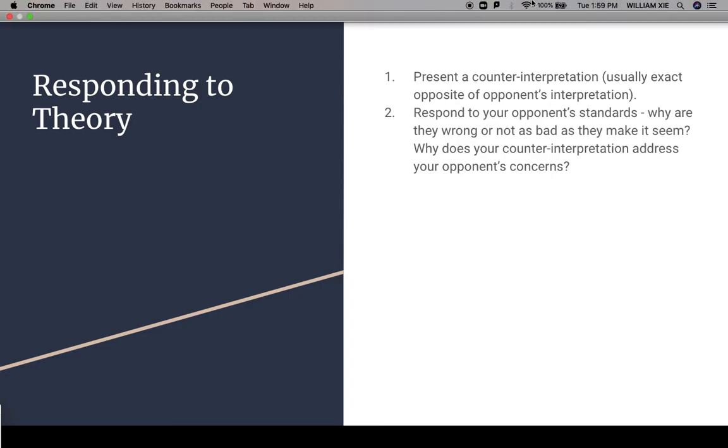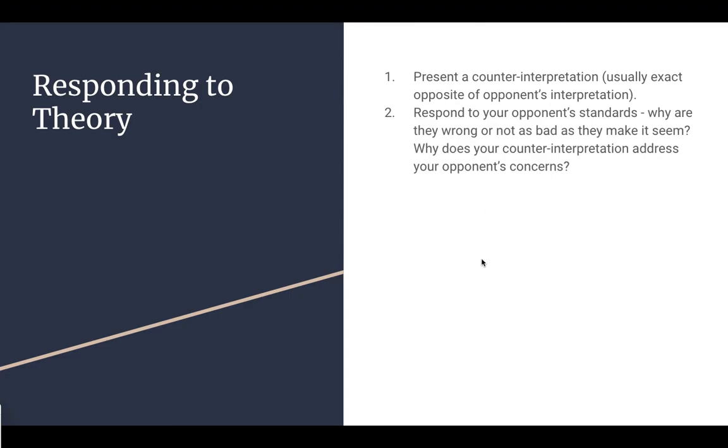And secondly, you want to respond to your opponent's standards. So on the previous slide, I talked about some of the standards that I had, like critical thinking, or maybe reciprocity, or maybe real world. All of those things are reasons why they think that their rule of debate or their model of debate is way better than yours. So you need to tell them why that's not true, because otherwise your judge is going to be like, oh yeah, that makes total sense.